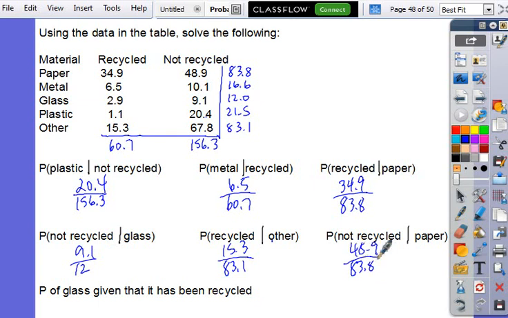The last one, the words: probability of glass given that it has been recycled. So I start with the recycled, which is 60.7. Of that recycled, how much is glass? 2.9. You're going to answer what it says to.